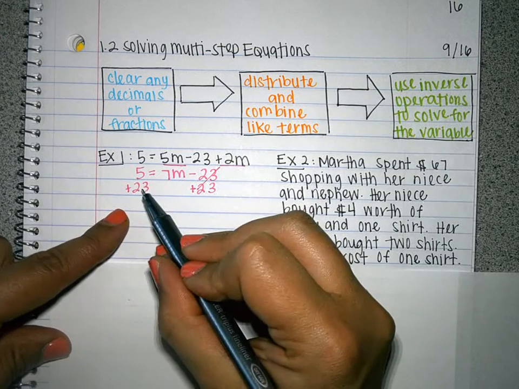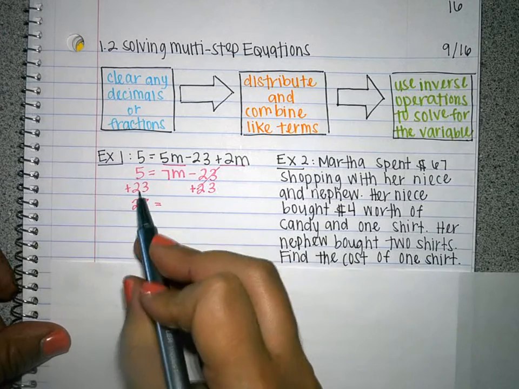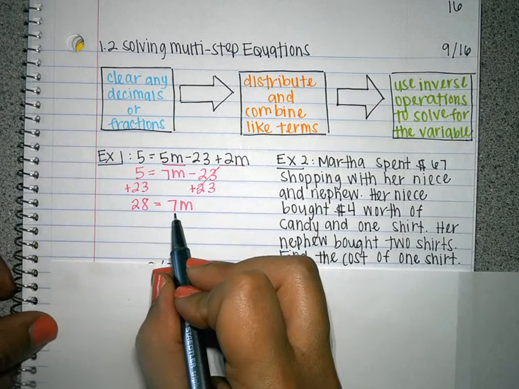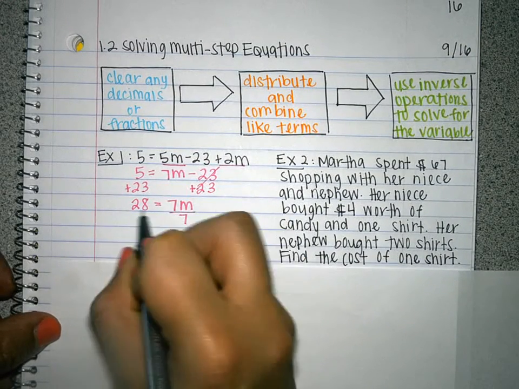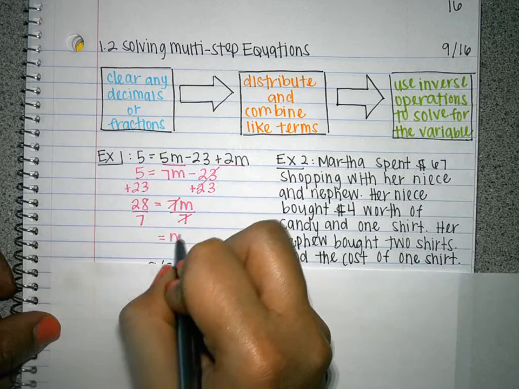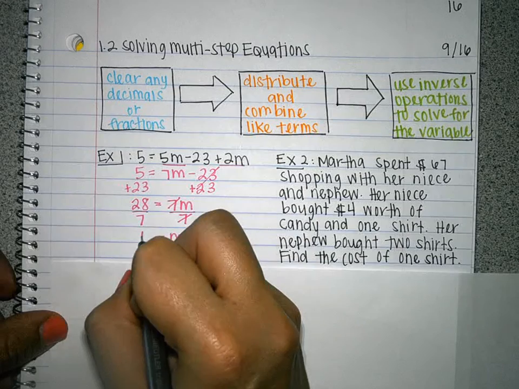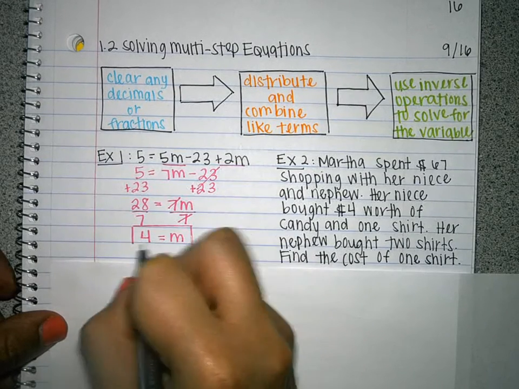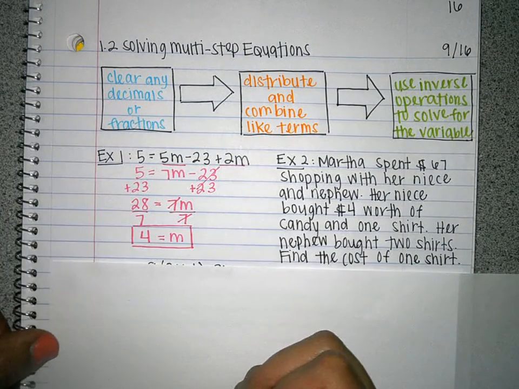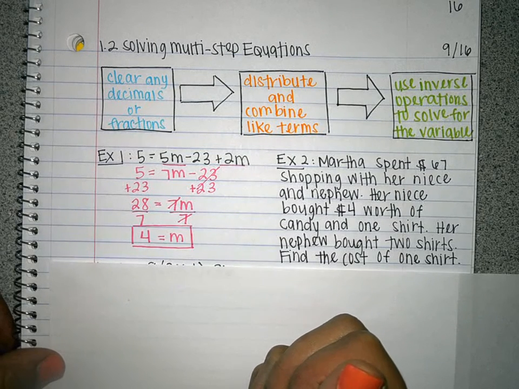But whatever I do to one side, I have to do to the other. So I add 23 to the left. That's going to give me 28 on the left. 5 plus 23 is 28 equals 7m. This is the same as saying 7 times m, so to undo that multiplication, you're going to divide both sides by 7, because 7 divided by 7 gives me 1, so that's going to be a 1m on the right. And 28 divided by 7 gives me 4, so I get 4 equals m. To check that I got my answer correct, I'm going to take 4 and plug it into both places that I see m. When I solve it out, I should get an equal expression, so a true statement.